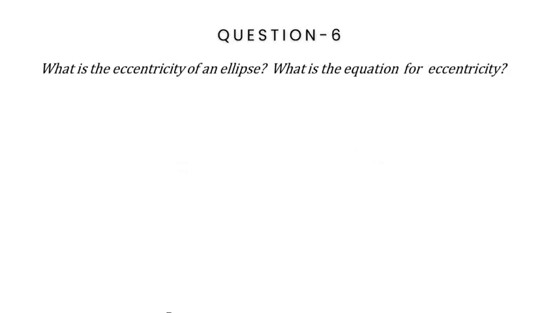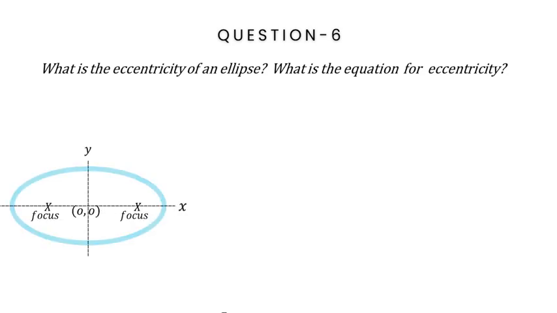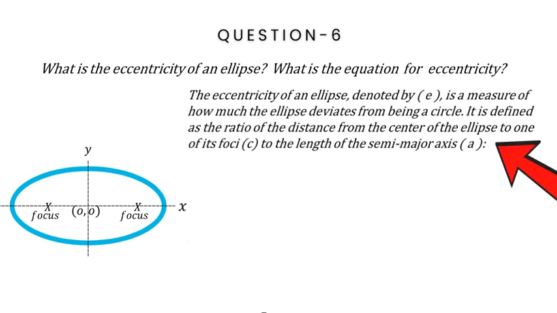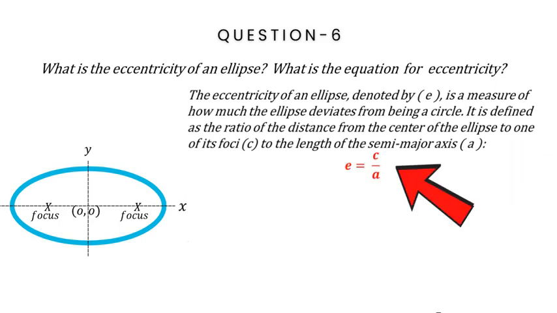The sixth question is, what is the eccentricity of an ellipse? What is the equation for eccentricity? The eccentricity of an ellipse, denoted by E, is the measure of how much the ellipse deviates from being a circle. It is defined as the ratio of the distance from the center of the ellipse to one of its foci to the length of the semi-major axis A. Therefore, E equals C by A.